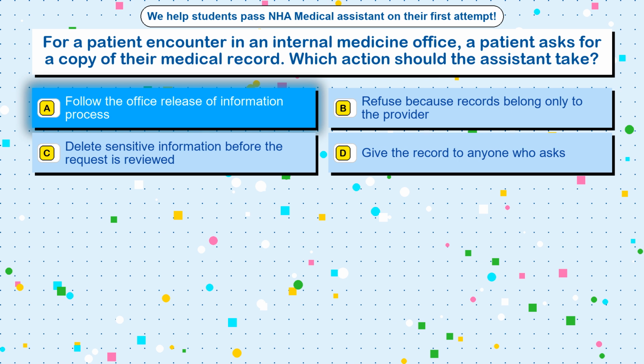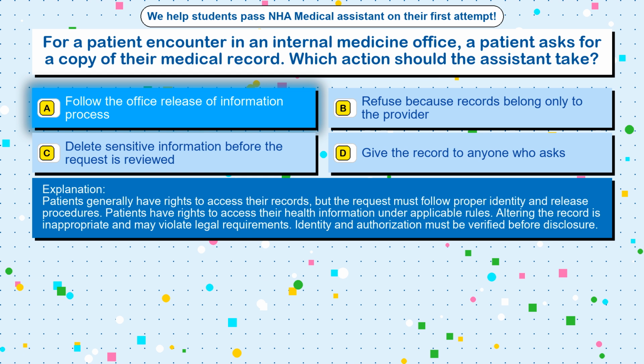Follow the office release of information process. Patients generally have rights to access their records, but the request must follow proper identity and release procedures. Patients have rights to access their health information under applicable rules. Altering the record is inappropriate and may violate legal requirements. Identity and authorization must be verified before disclosure.